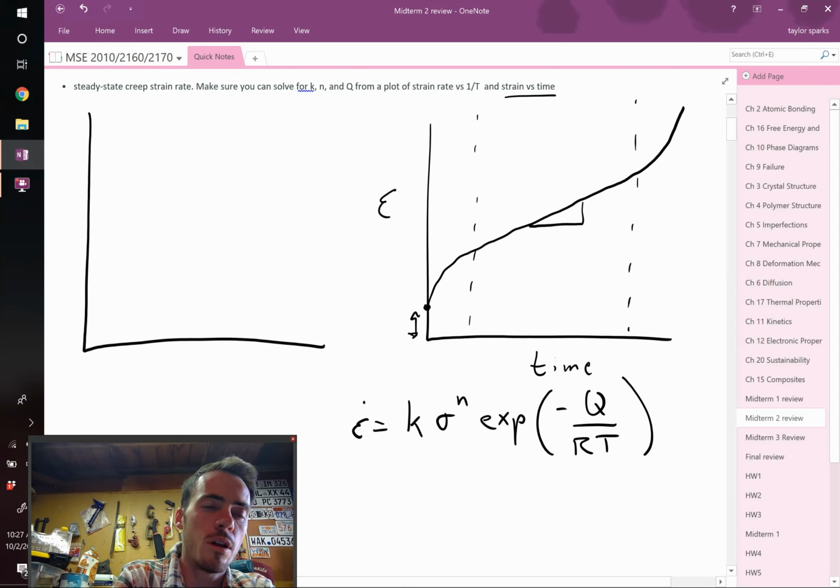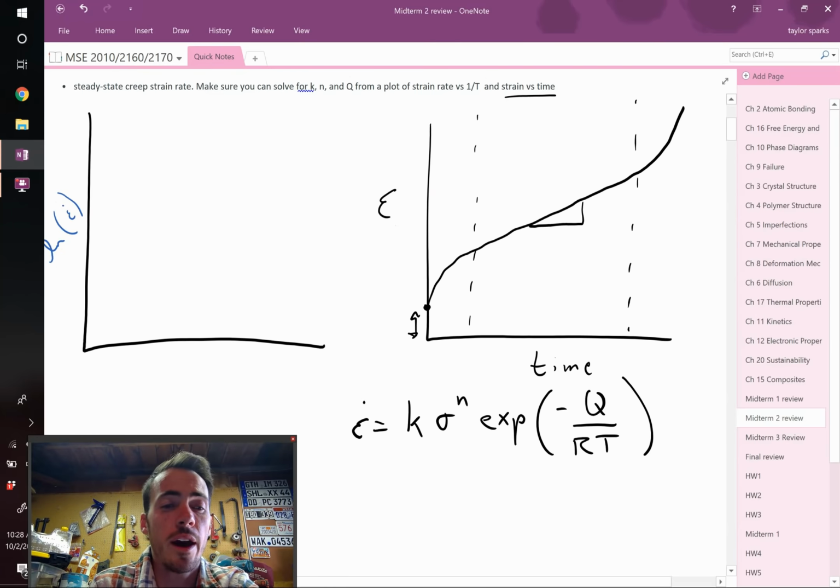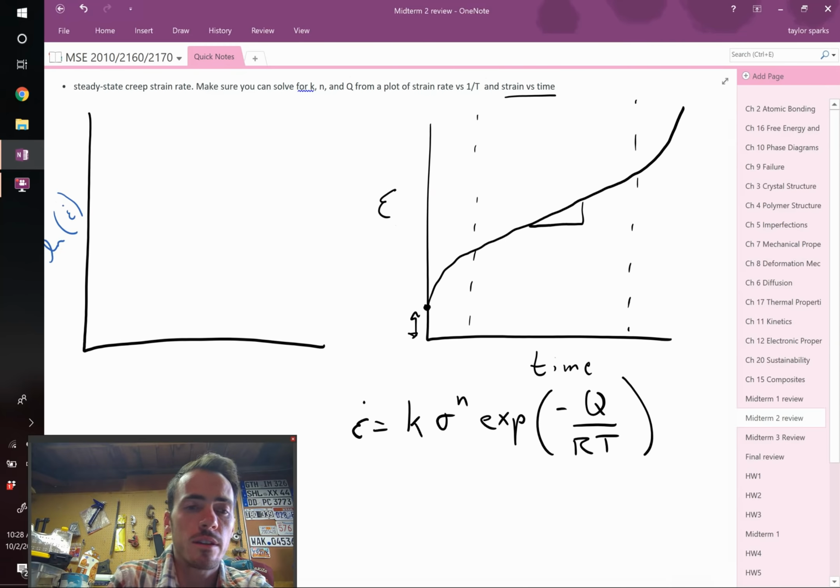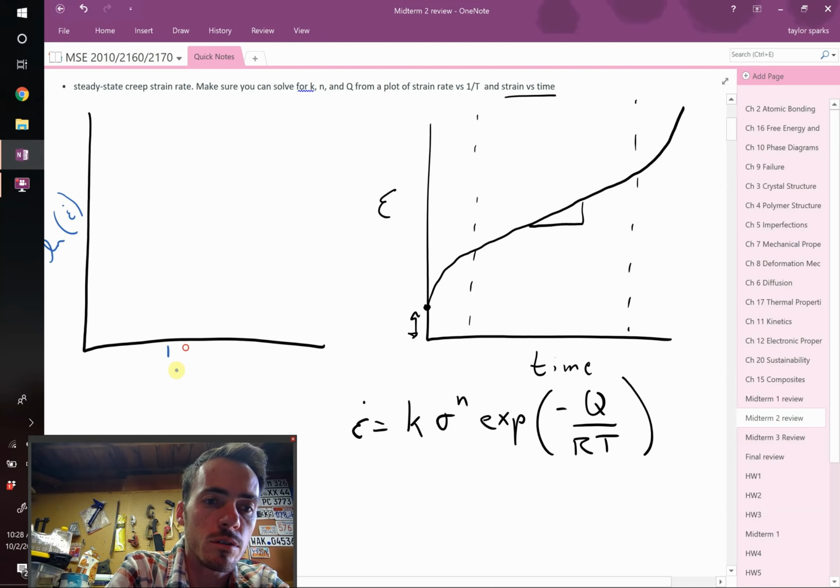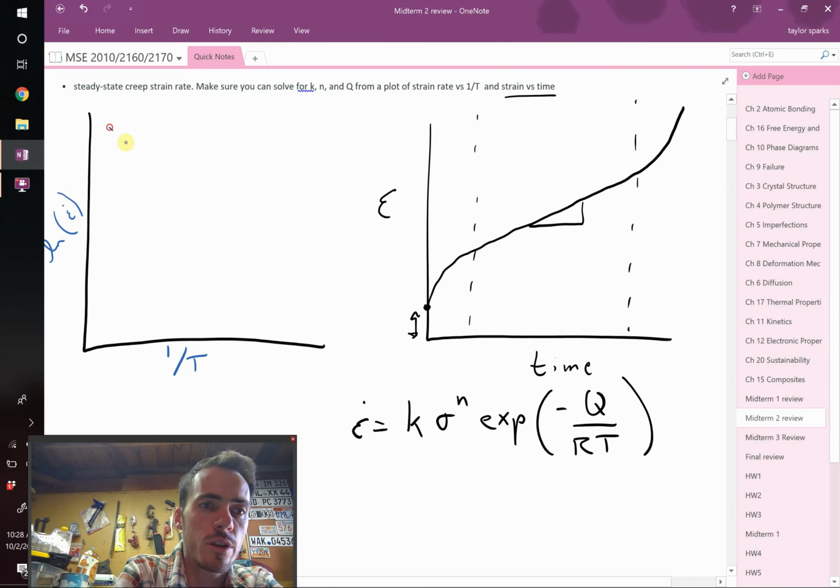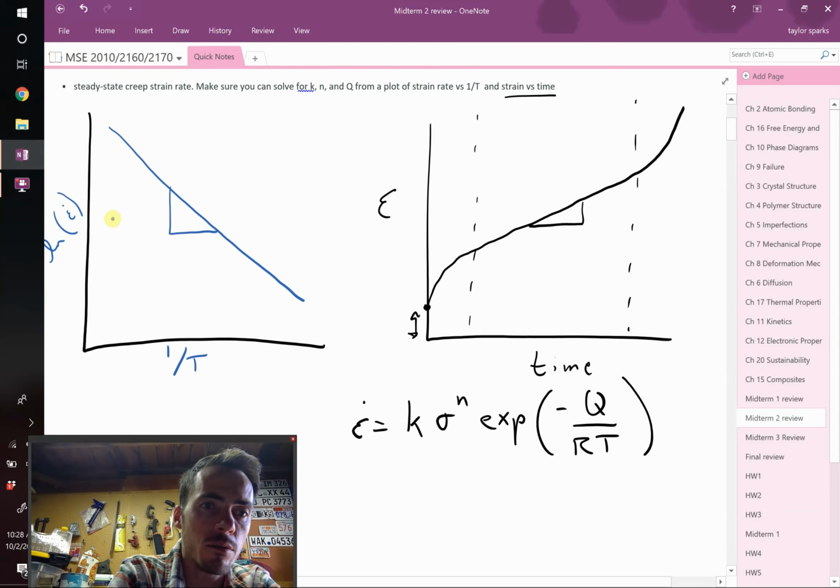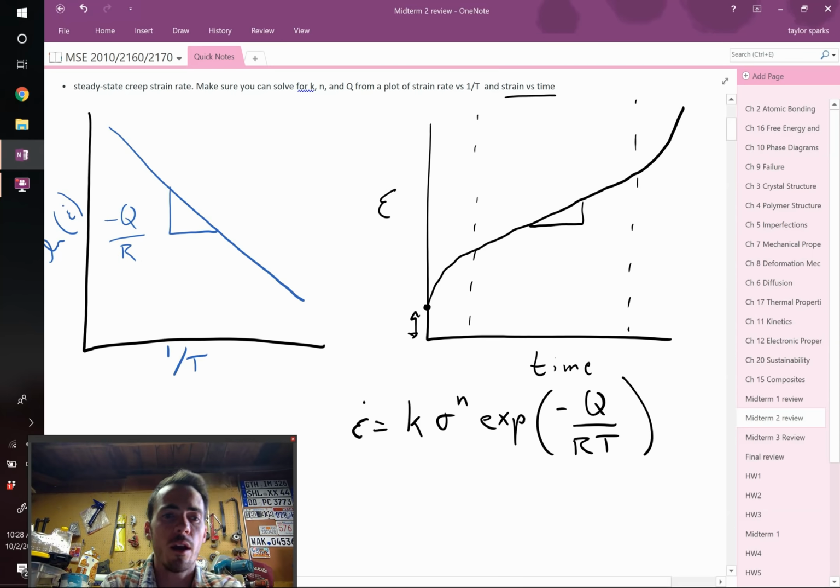In this one, we're going to plot on the y-axis natural log of strain rate. We could plot actual strain rate and show it on a logarithmic axis and get the same effect. But on the x-axis, we're going to plot 1 over temperature, 1 over T. And in this plot, if we were to plot our data for strain rate, we would get a straight line, right? And the slope of this line is going to be equal to negative Q, our activation energy for creep, over R. How do we know that that's the case?